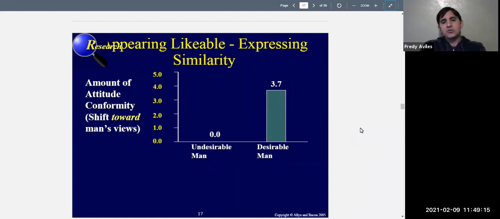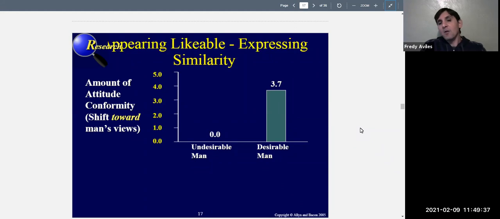Okay, so you can see for the undesirable man, there was no attitude shift. The women did not really say, hey, I'm just like you. In other words, the women were kind of more honest. If they believe in traditional views of women, they said that. If they believe untraditional views, they said that too. They didn't really shift their opinion one way or the other for this undesirable man.